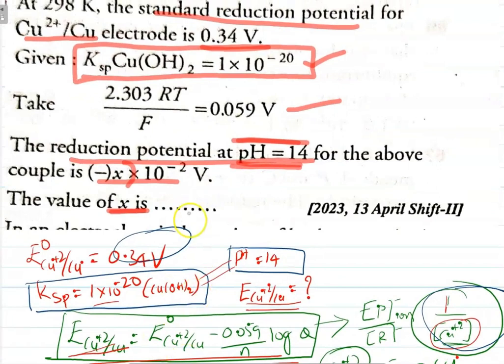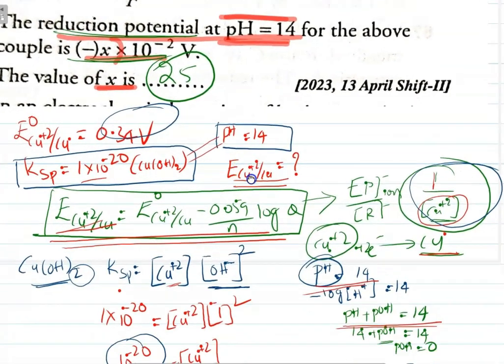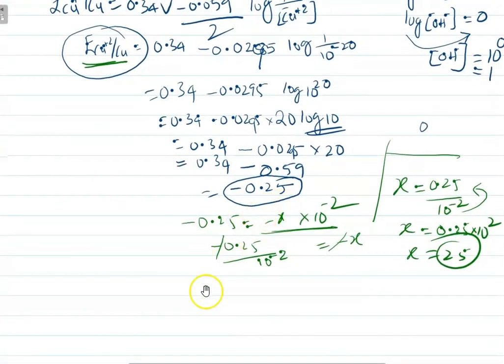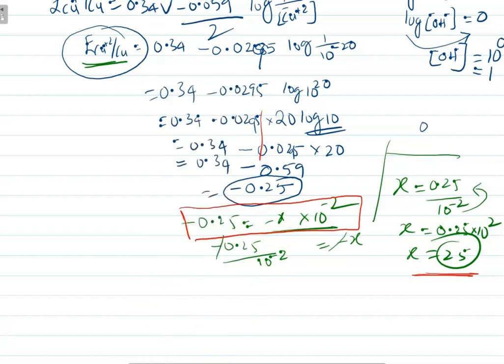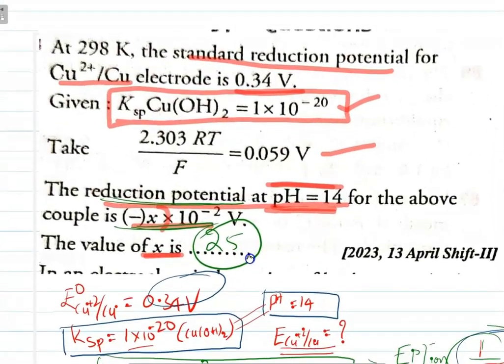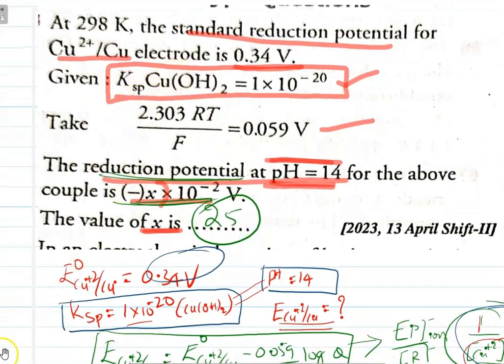25. Our answer is 25 because he has given the reduction potential value as minus x into 10 to the power of minus 2, but when we calculated we got minus 0.25, so we have taken minus 0.25 as minus x into 10 to the power of minus 2, then we solved it and got 25 as the answer. So this is the way to solve these types of questions. That is a solubility product question.